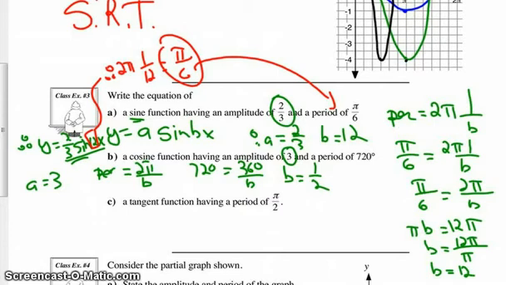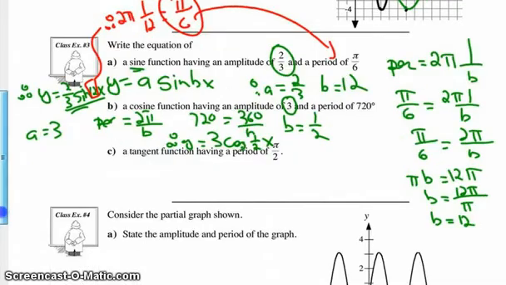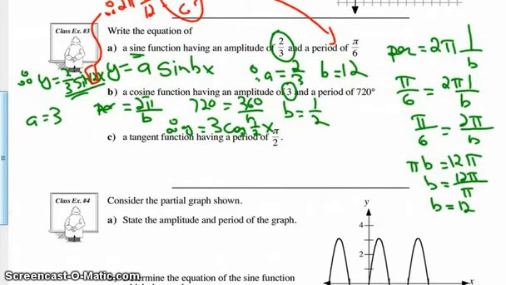Therefore, my equation for this one is y equals 3 cosine 1/2 x. And lastly, the tangent function. For the tangent to have a period of 1/2, that means that we have normally got a period equal to pi, but if it's horizontally stretched, it's horizontally stretched by 1 over b.